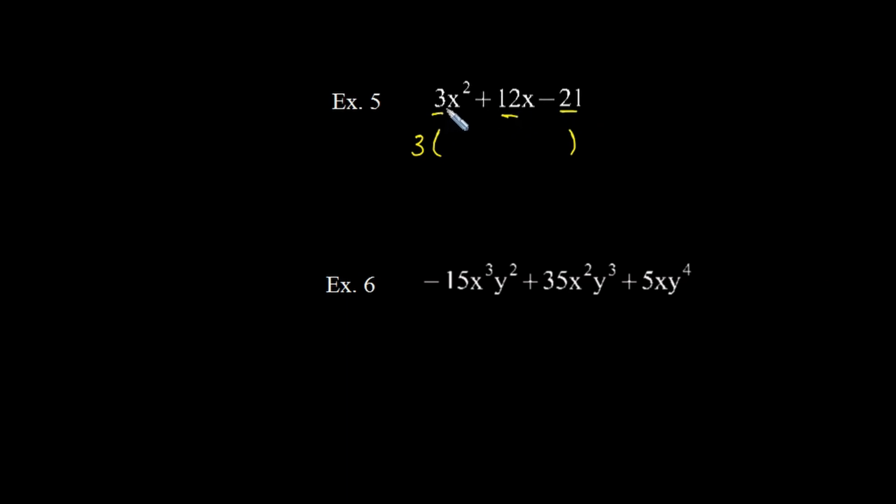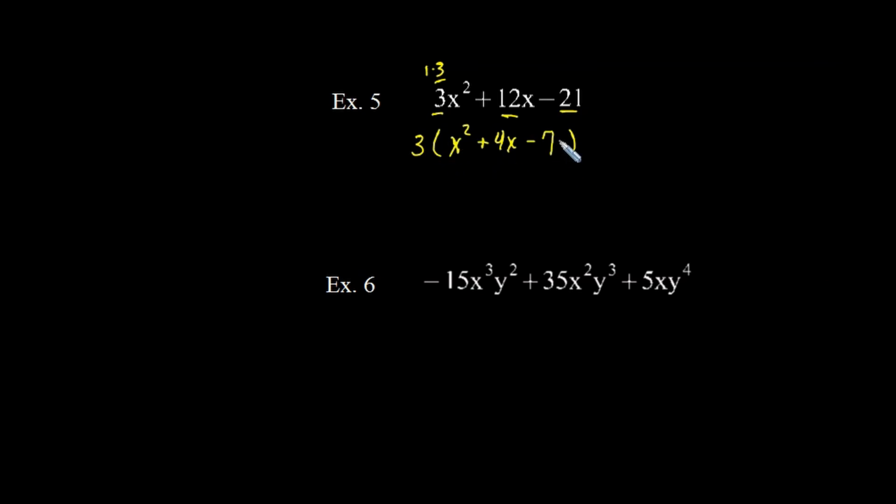Look for prime numbers when you're looking for GCFs, because that rules out possibilities that we might have. So because 1 and 3 are the only possibilities to factor out of the first term, the GCF is 3. So that will give us x squared as the first term, then 12 divided by 3 gives us 4x, and negative 21 divided by 3 is minus 7.